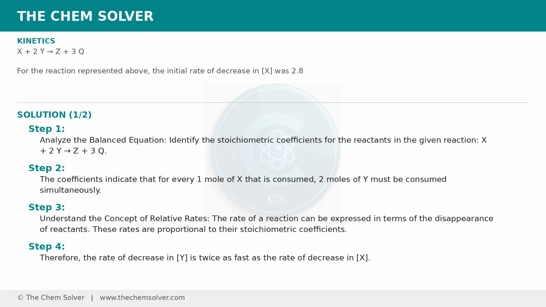Understand the concept of relative rates. The rate of a reaction can be expressed in terms of the disappearance of reactants. These rates are proportional to their stoichiometric coefficients. Therefore, the rate of decrease in Y is twice as fast as the rate of decrease in X.